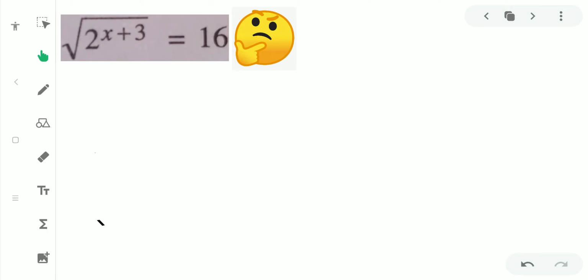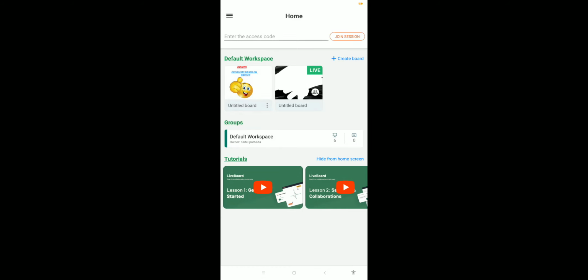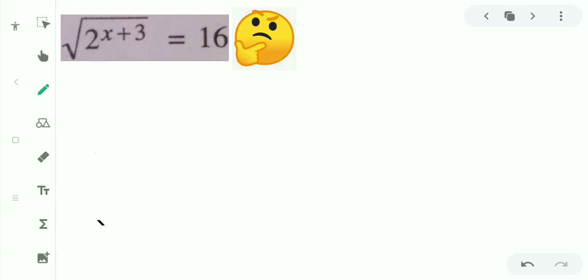So the first question is on your screen, that is root over 2 power x plus 3 is equal to 16. So root over 2 power x plus 3 is equal to 16.